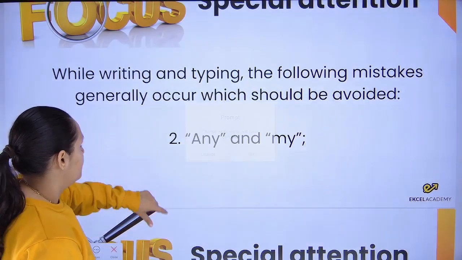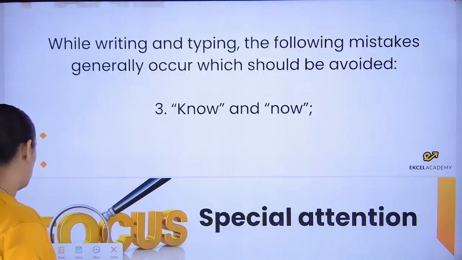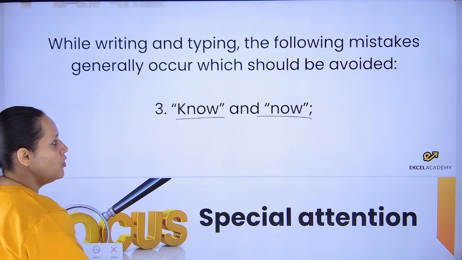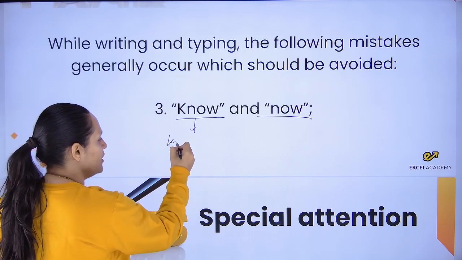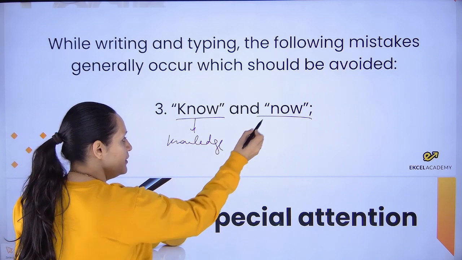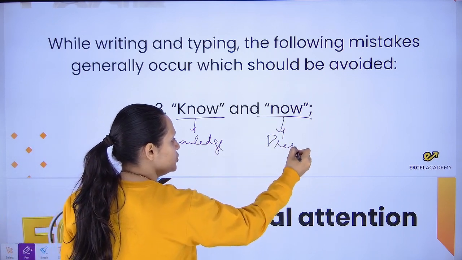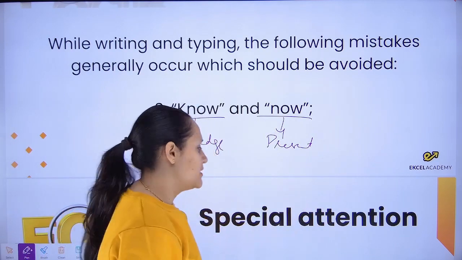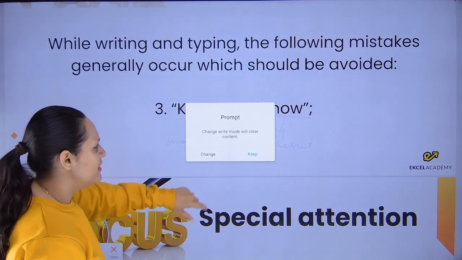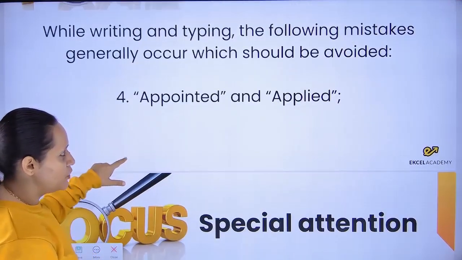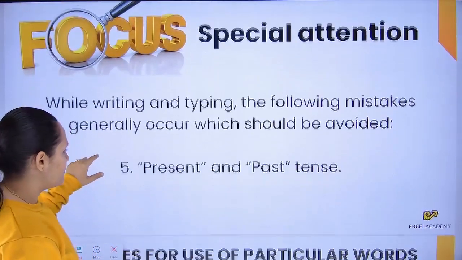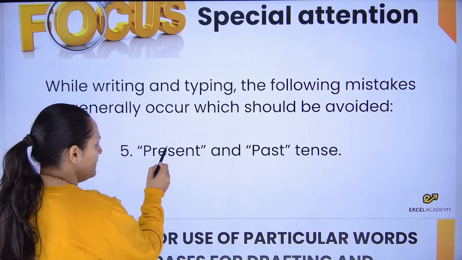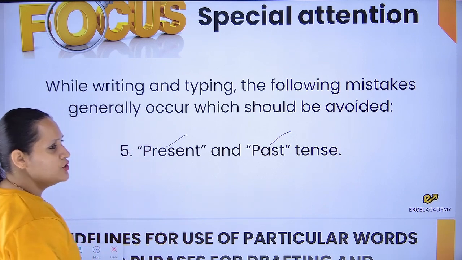Next, know and now. No means do you have the knowledge about it. Now is present situation. So generally while typing these errors take place and you should avoid these kind of mistakes. They have just quoted certain mistakes that are going to be made and you can go through. As far as possible we should use present tense, past tense should be avoided.